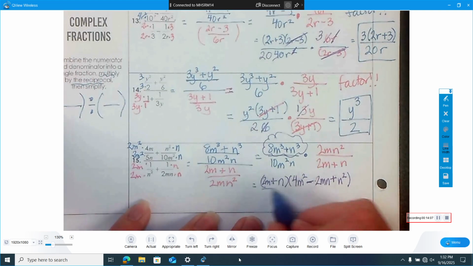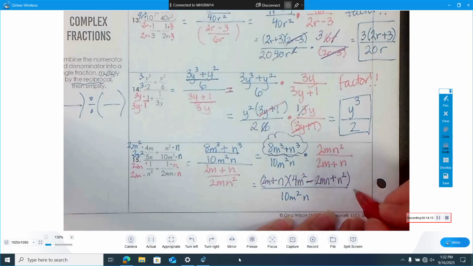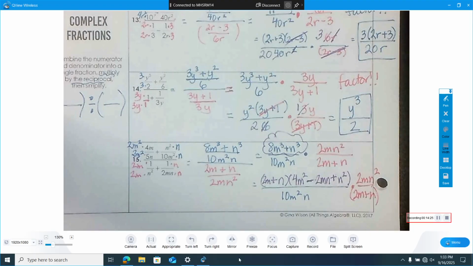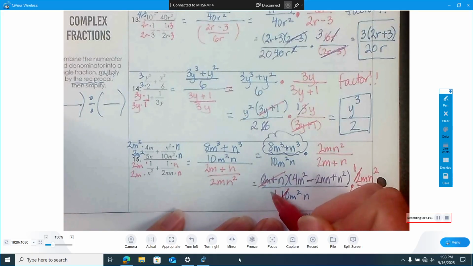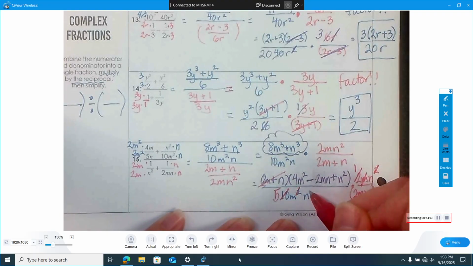And then the denominator is still this 10m squared n. And then I still have my red fraction, 2m n squared over 2m plus n, which is factored fully there. All right, what cancels? Yeah, 2m plus n on top and bottom. What else? Reduce. The 2 divides by 2 once, and 10 divided by 2 is 5. An m top and an m on bottom cancel out, and an n on top and an n on bottom.